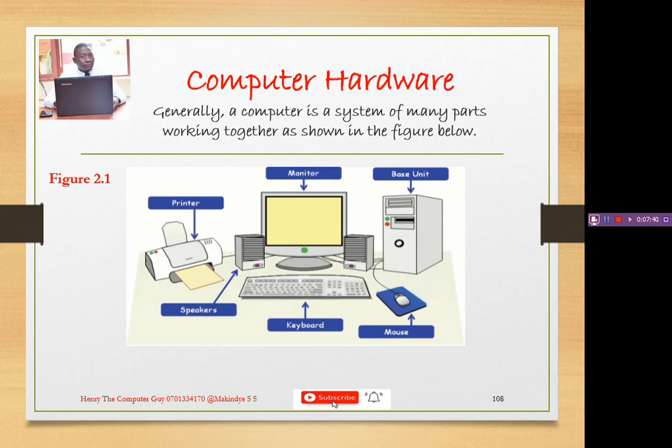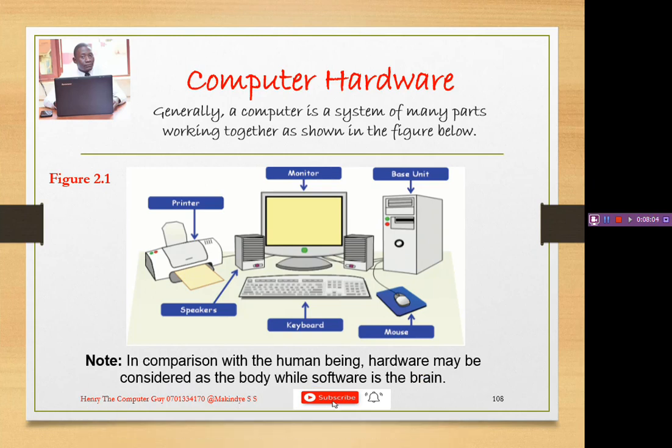Speakers will give out sound. The printer will help us to make printouts on paper. The mouse will help us to make selections on the screen, on the monitor, and so many others. Those are the ones we call the computer hardware. You can see them, you can touch them, you can feel them.